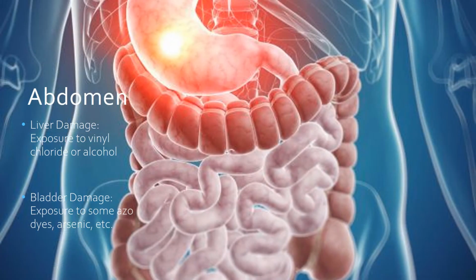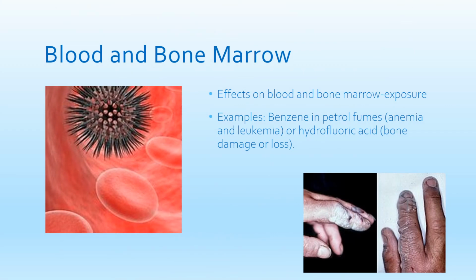Another way chemicals have an effect on your body is in other internal organs, which can be exposed and damaged, such as liver damage from exposures to vinyl chloride or alcohol. Bladder damage could result from exposures to some azo dyes, arsenic, etc. Another way chemicals have an effect on your body is in your blood and bone marrow. Examples could be working with benzene in petrol fumes, which can cause anemia and leukemia, or hydrofluoric acid, which can cause bone damage or even bone loss.